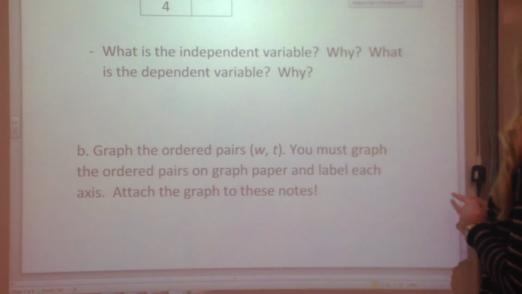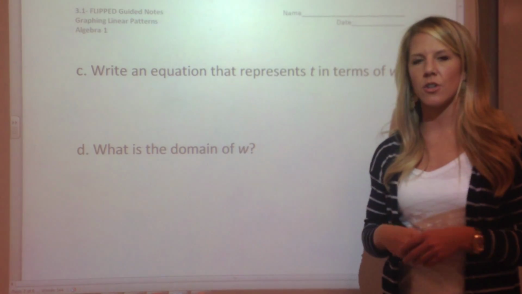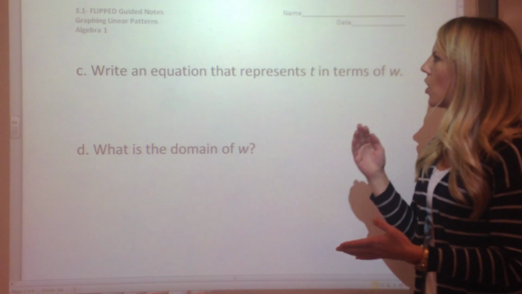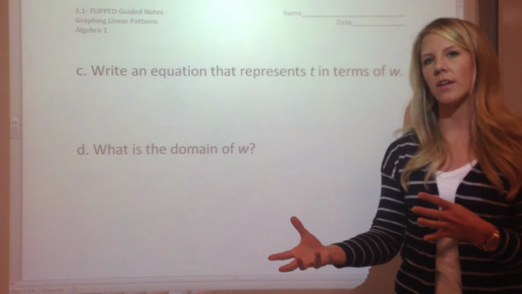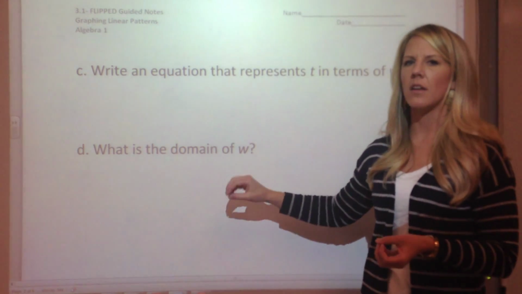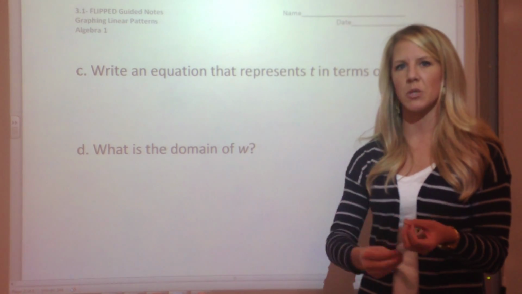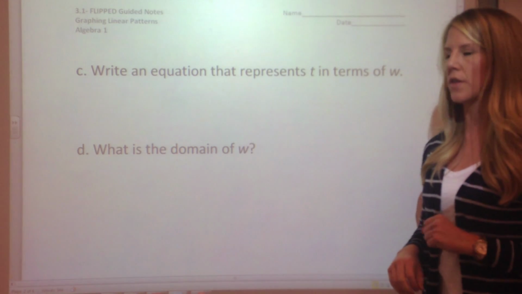Then you are going to write an equation that represents T in terms of W. So basically, what's an equation that's going to represent that total amount of money, no matter how many weeks we keep adding $20? And then finally, what would the domain of this situation be? So what are those possible input values?